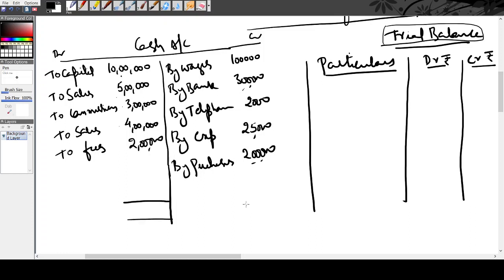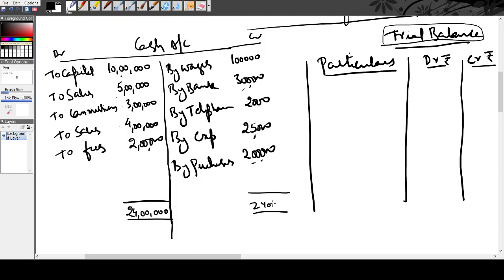I'll just draw two boxes here on the debit side and the credit side. I have to total the debit side. The total of the debit side is 10 plus 5, 15 plus 3, 18 plus 4, 22 and 2 is 24 lakhs. What is the total of the credit side? The total of the credit side is 1 lakh plus 3 lakh, 4 lakh 2,000, 4 lakh 27,000, 6 lakh 27,000. So the total of the debit side was 24 lakhs and the total of the credit side is 6 lakh 27,000. Whichever is higher, the total of the debit side is higher, so that amount has to be written on both the sides like this.